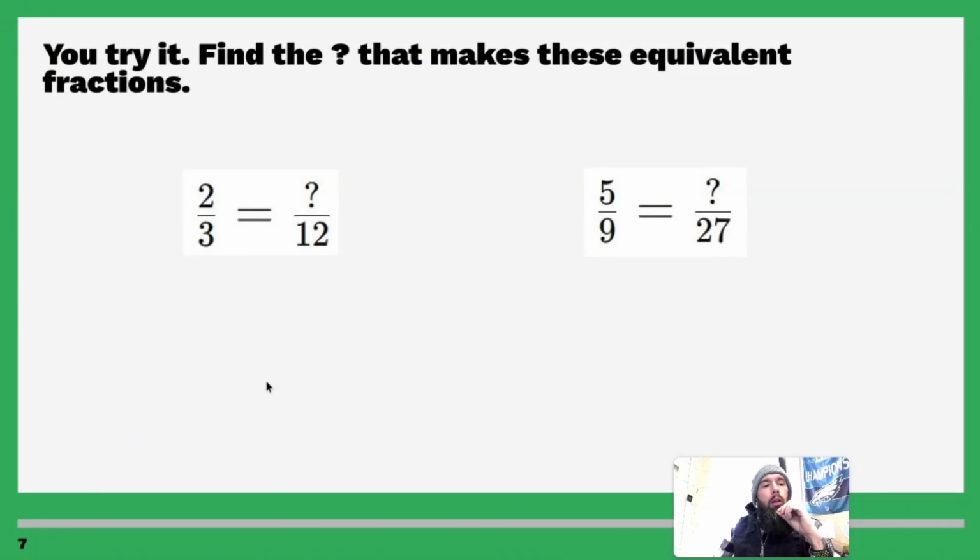So you try it. Find the question mark that makes these equivalent fractions. Do the same exact thing that I did the last 3 times. See if you can come up with the answer. Pause the screen. Come back and check your work.